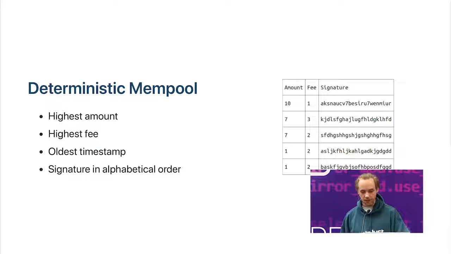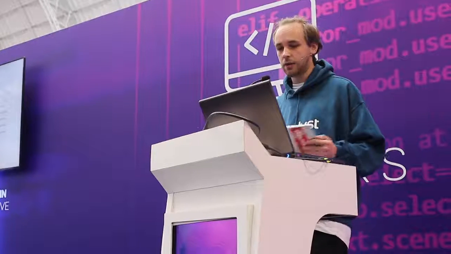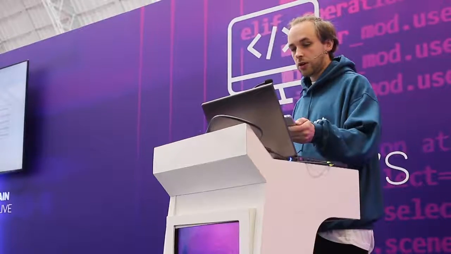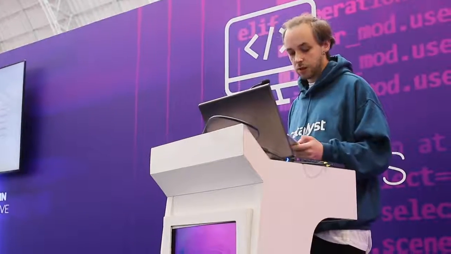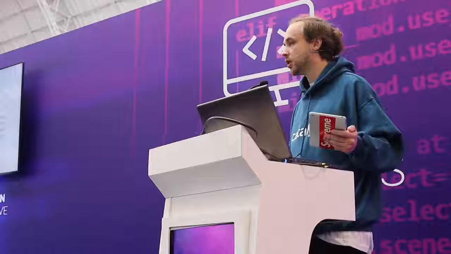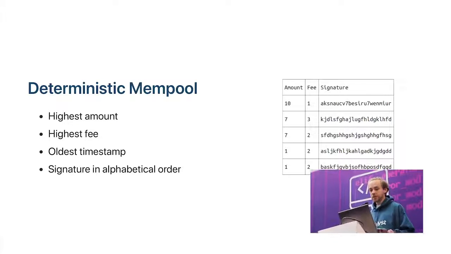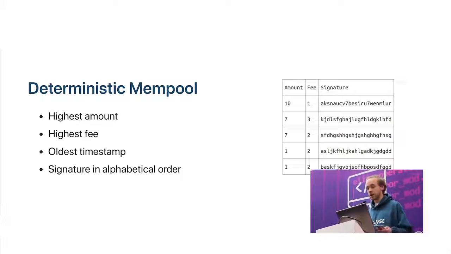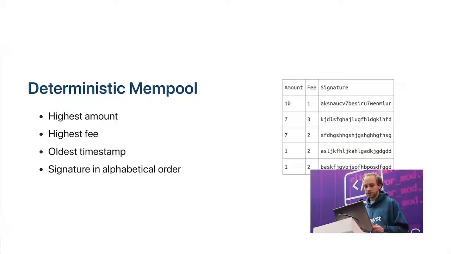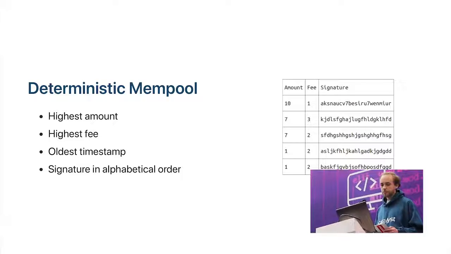So as you'll see in here, just a very brief overview of what a deterministic mempool looks like. You've got the guy here that sent a transaction of 10 coins. So he's obviously got the highest amount, and he comes first. You've got an amount there of 7 and 7, but this guy paid a fee of 3, and the other guy paid a fee of 2, so the guy with the higher fee comes first. We're missing the timestamp example, but again, timestamp. And then these two guys have an amount of 1 each and a fee of 2 each, but this guy's signature starts with A, and this guy's starts with B.